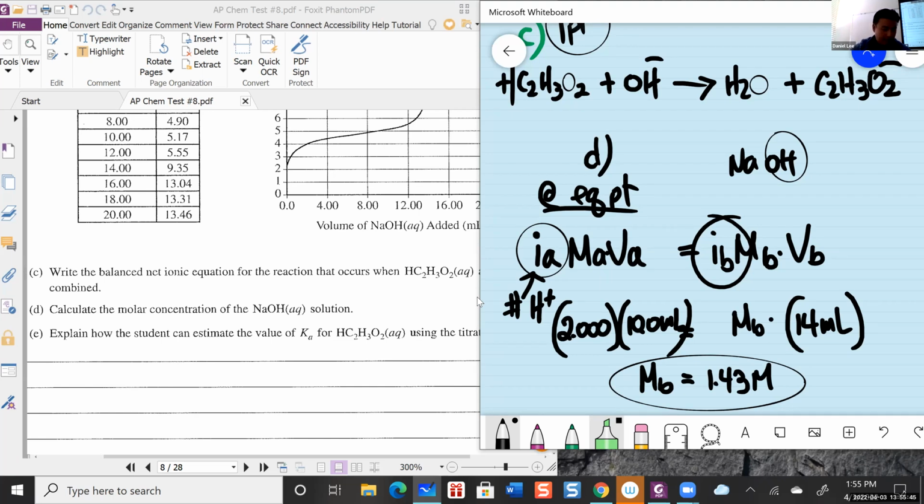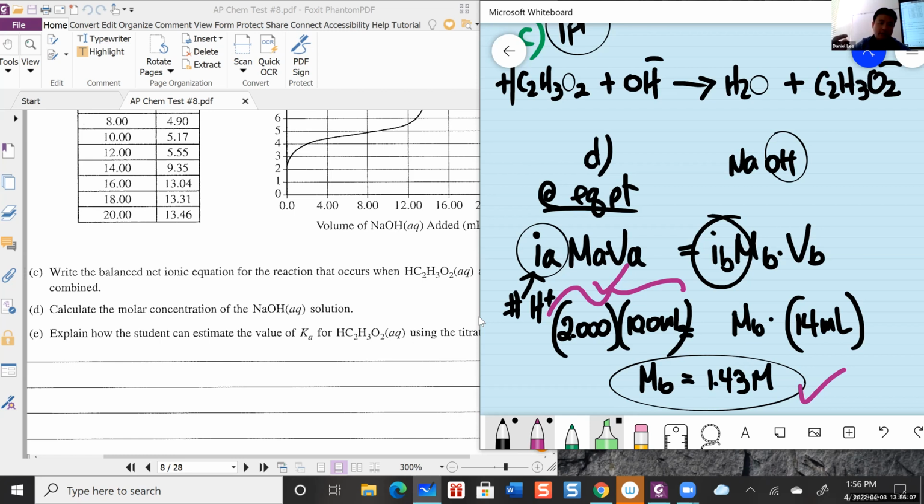So you get 2 points. How many points? 2 points here. 1 point for setting up, and 1 point for the answer. Setting up means you're able to find moles of the acid, and understanding that moles of the acid is the moles of the base. So from the moles of the base, 14 mL, you can find the molarity of the sodium hydroxide that is used.